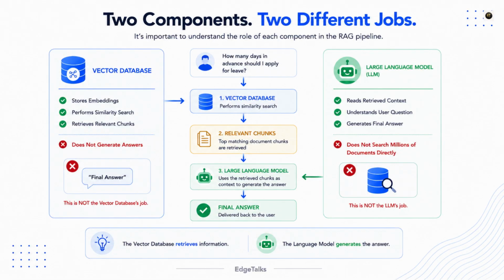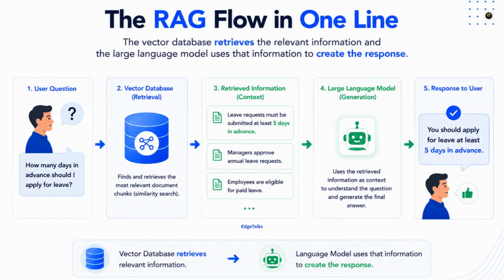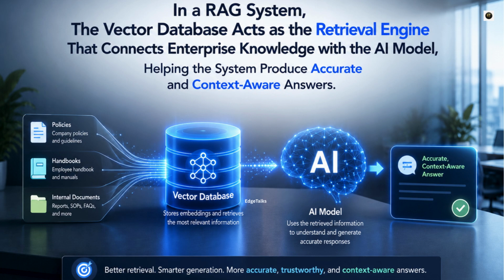Notice something important. The vector database does not generate the answer. The large language model does not search the documents directly. The vector database retrieves the relevant information and the large language model uses that information to create the response. So the simple takeaway is, in a RAG system, the vector database acts as the retrieval engine that connects enterprise knowledge with the AI model, helping the system produce accurate and context-aware answers.